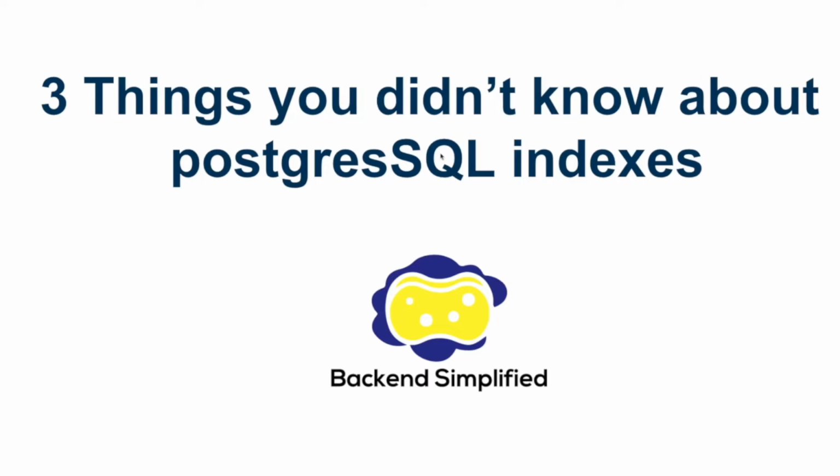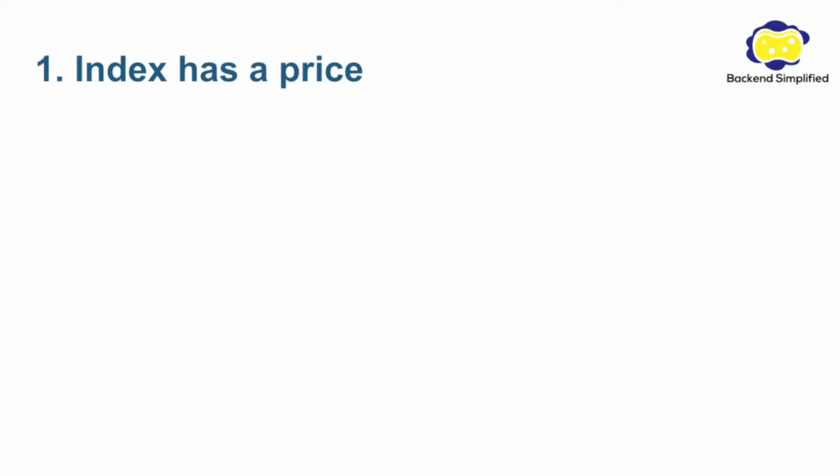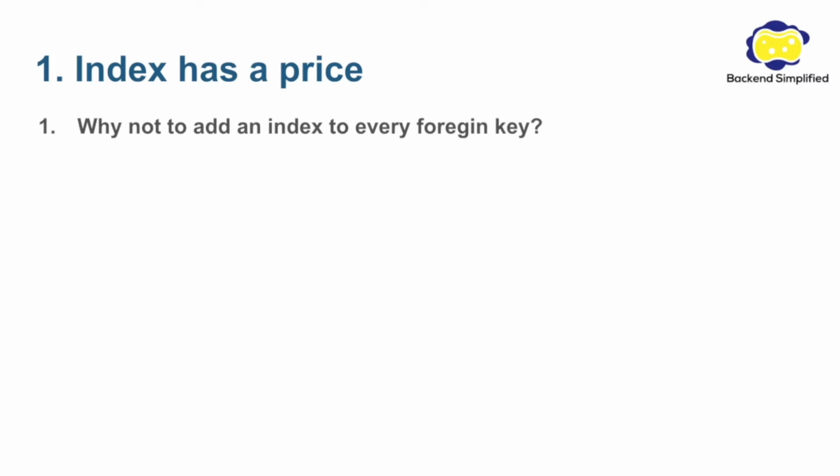Let's start. The first point is that an index has a price. You may ask yourself, if an index is so good and makes my queries much faster, why not add an index for every foreign key you use in your table? Why didn't PostgreSQL or any other relational database add it by default? I mean, like when you add a foreign key, it adds an index in the same operation.